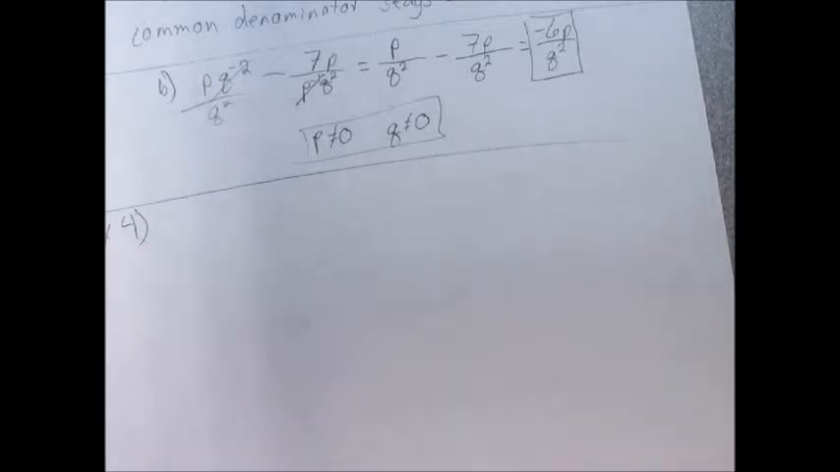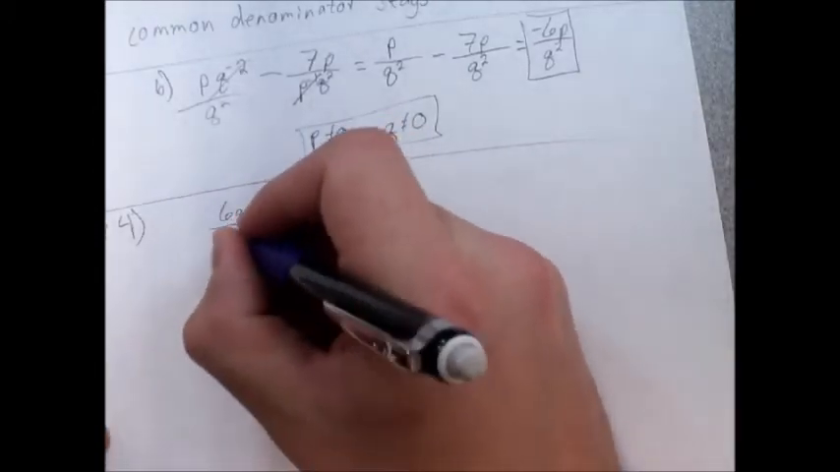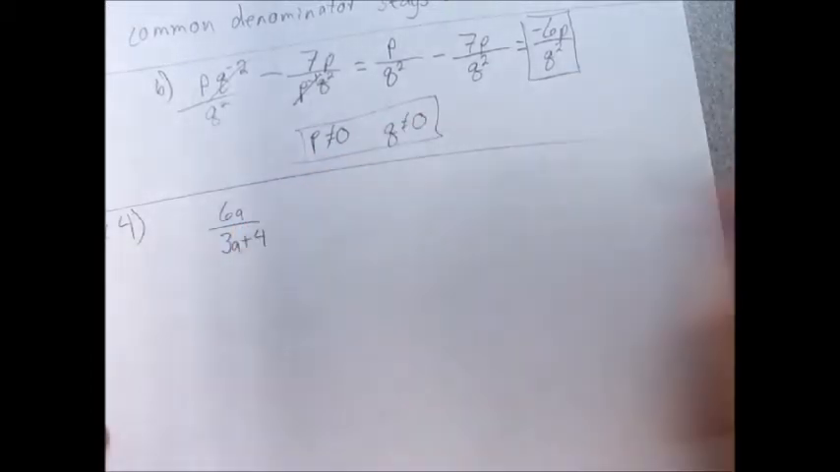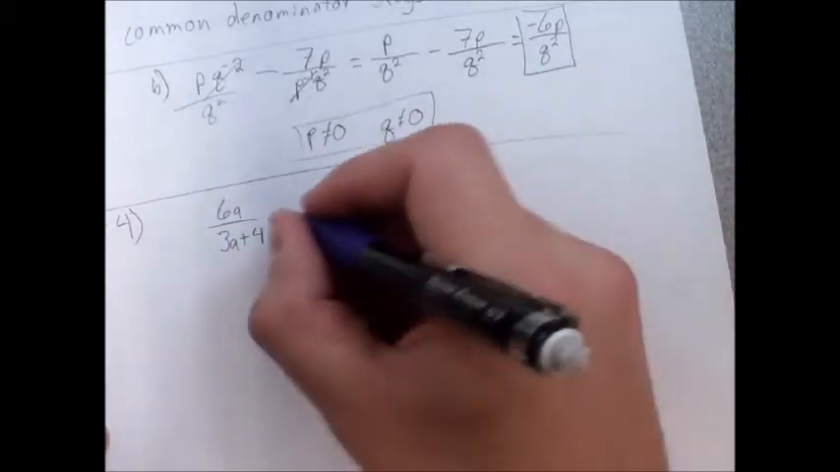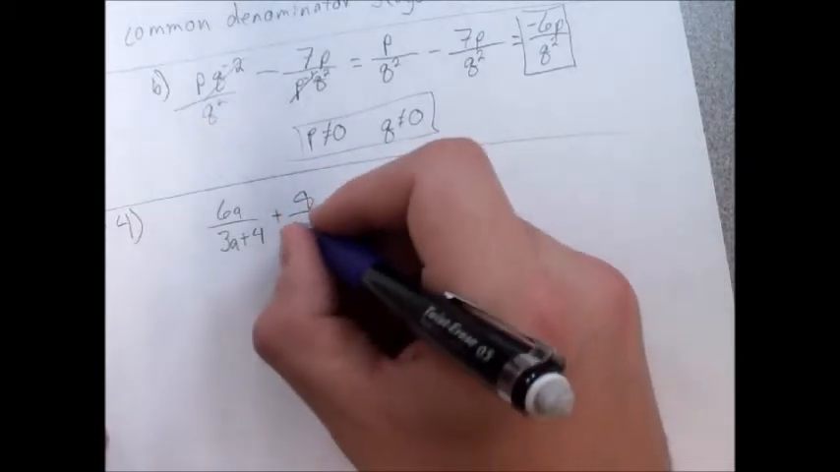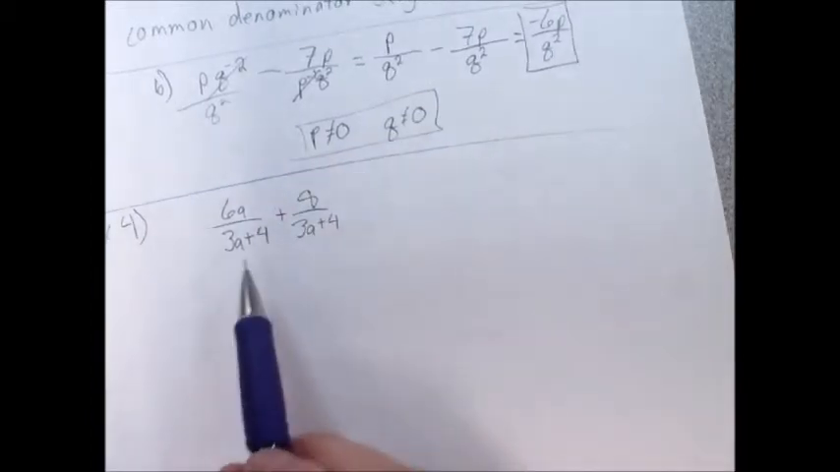If I'm enclosing all 4 sides, what am I really doing? I need to find the what? The perimeter, right? Not the area, but the perimeter. So I have 6a over 3a plus 4, right? I have to add that to my other side, which was 8 over 3a plus 4.